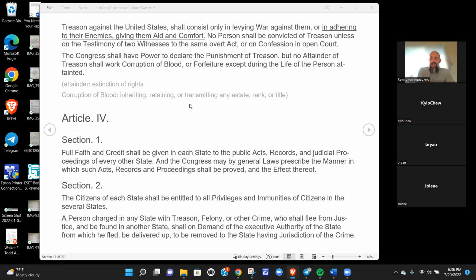So Article 1 is Congress. Article 2 is the executive branch, the president. Article 3, the Supreme Court, the judicial system. Article 4, how it relates to the states and the citizens of the states.